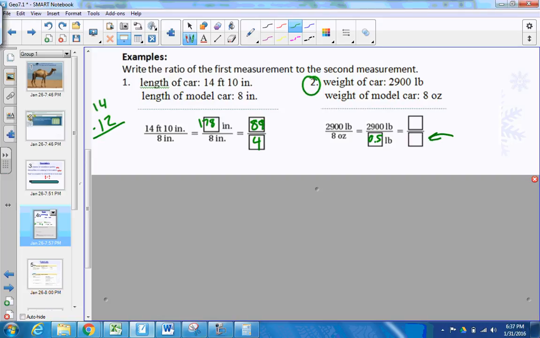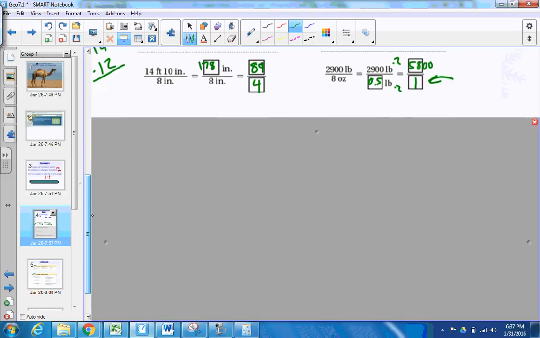Hopefully you realize that to change that, we just multiply both the top and the bottom by 2, so that this is actually a whole number, and it's in its simplest form of 1. Multiply both of them by 2, and 2900 times 2 would be 5,800. So 5,800 pounds to 1 pound when we're comparing the weight of the car to the model car.